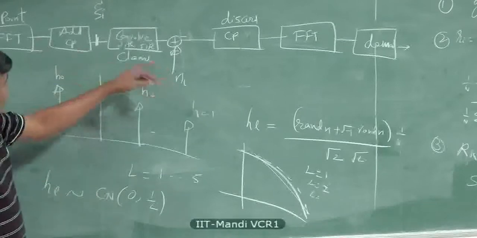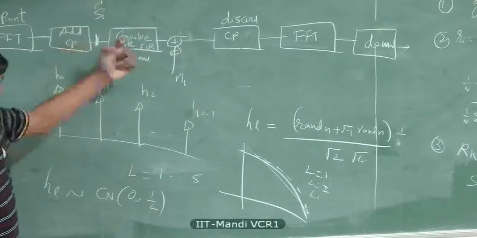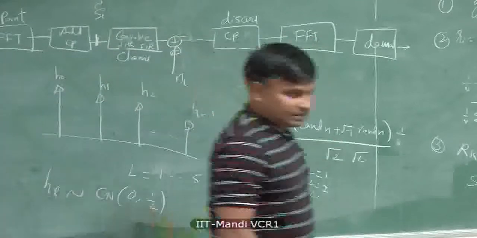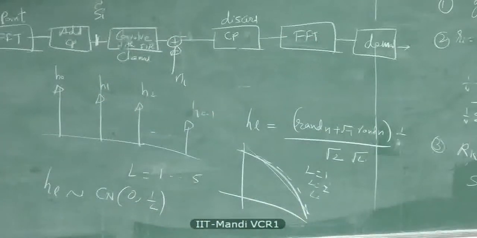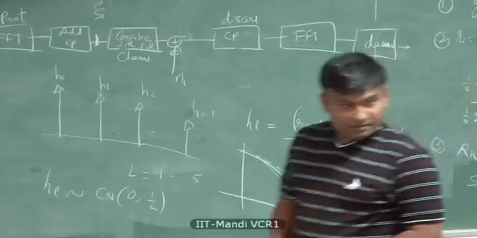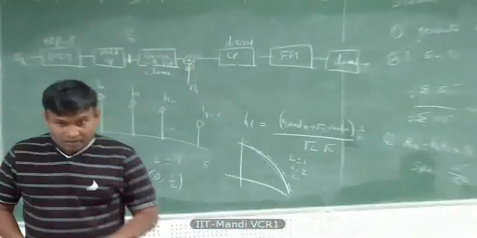This is not too difficult. Once you get the basic simulation, you have to generate, add CP, generate, discard, and get it. You should be able to do this in less than an hour. This is the second assignment. And I hope you can show this to me on Monday.